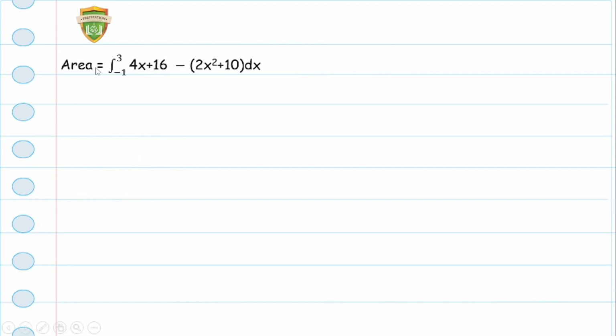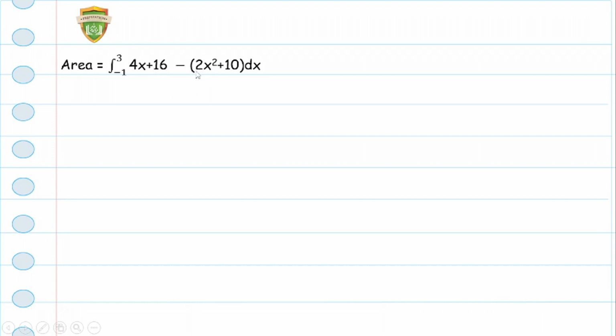And so the next stage is the integration. Now we already found the points of intersection, which are negative 1 and 3. So our boundary will be between the lower side, which is minus 1, and 3. So I'm subtracting the equations here. Now you might ask, how do I know which of the equations to start with? Why didn't I say 2x squared plus 10 minus 4x plus 16?